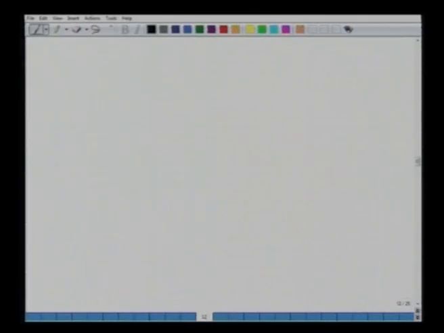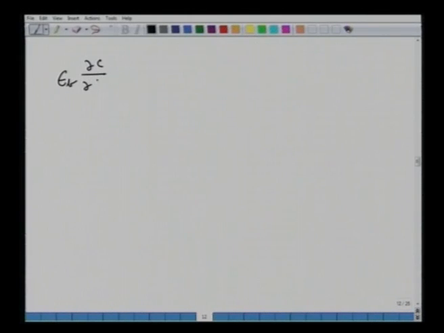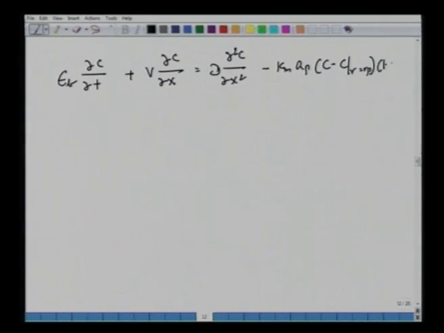So we can write now this full equation as epsilon_b ∂C/∂t plus v ∂C/∂x equal to D ∂²C/∂x² minus k_m a_p (C minus C at r equal to R_p), multiplied by (1 minus epsilon_b).